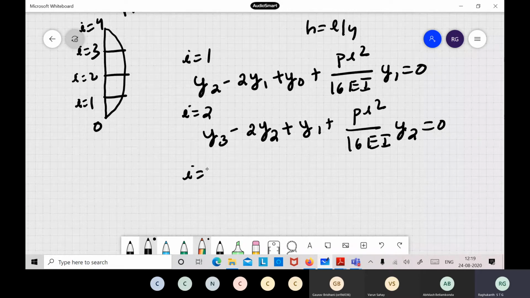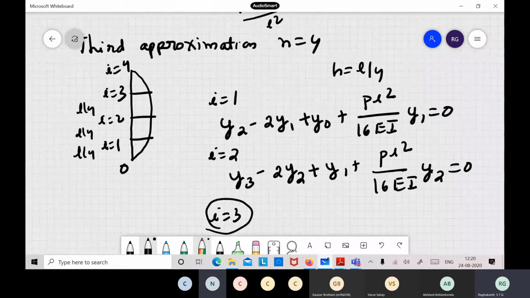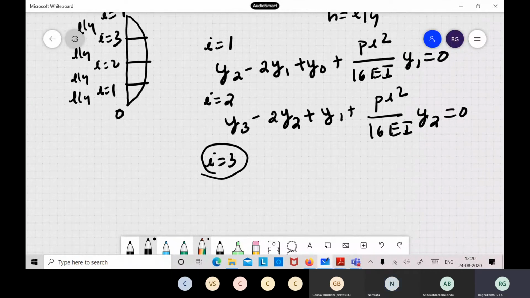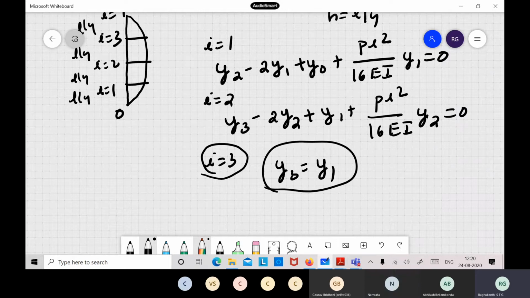Now, do we have to write the equation at i equal to 3 or is it not required? It's symmetric, so I think we don't have to write it. What is meant by symmetry? For i equal to 3 and i equal to 1, the solution would be the same, which means y3 should be the same as y1 itself. If you write it, you will get a duplicate equation only, so it is automatically eliminated.